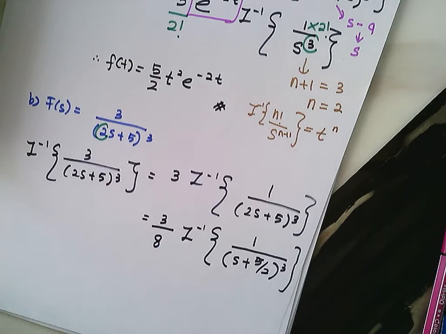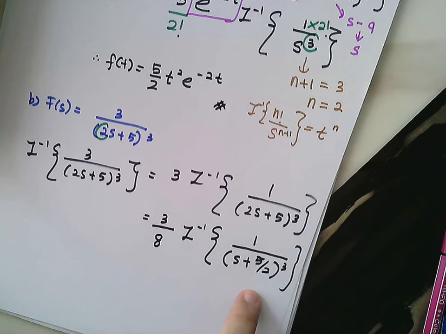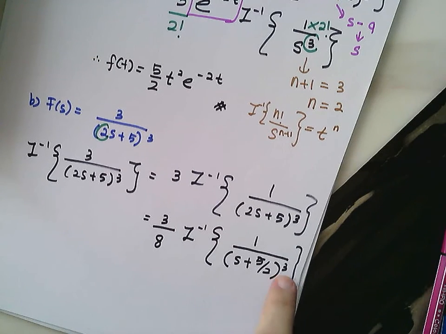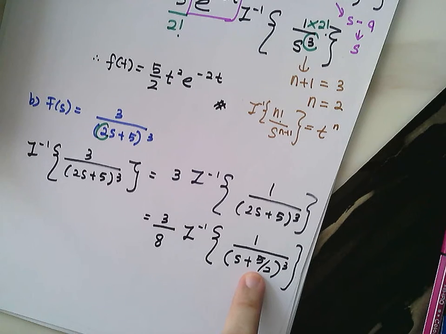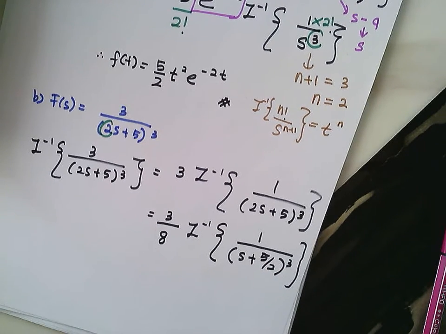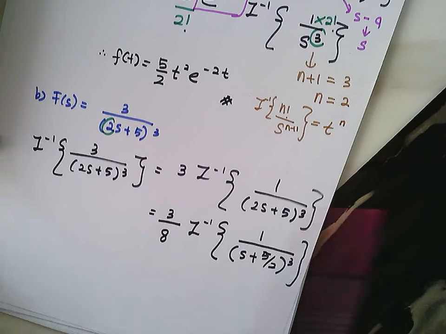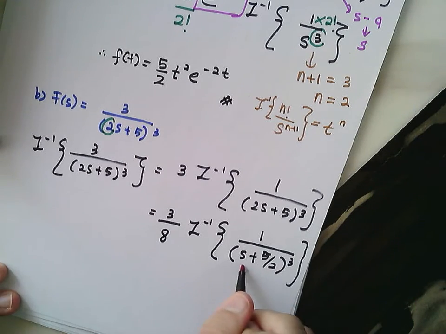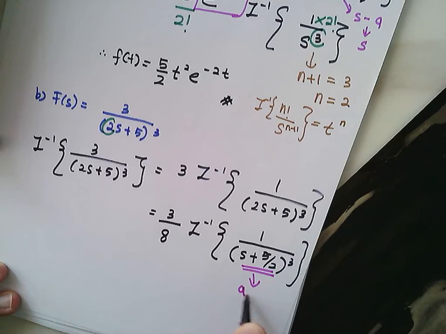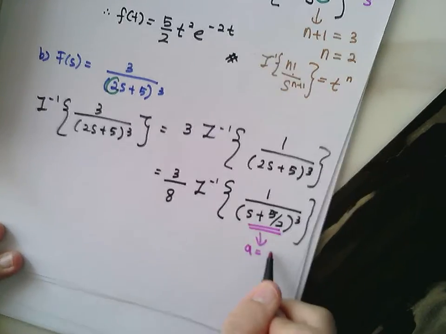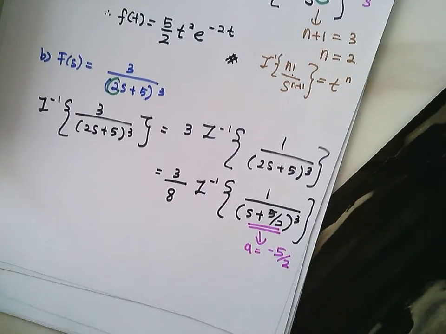Okay, so now as you can see here, this is case 1, first shift inverse. So what is your n? Your n is equal to 3. Your a is equal to negative 5 over 2. Okay, so from here you know that your a is equal to negative 5 over 2.